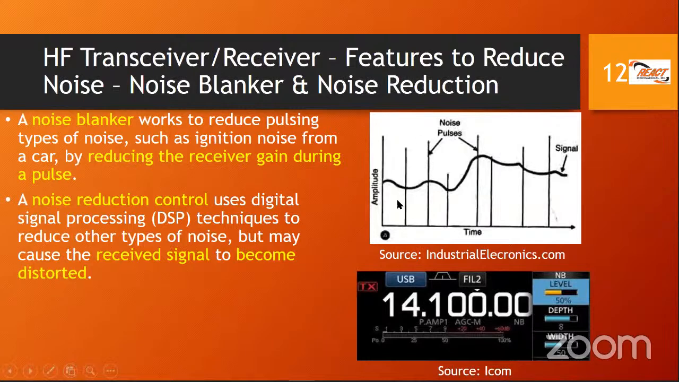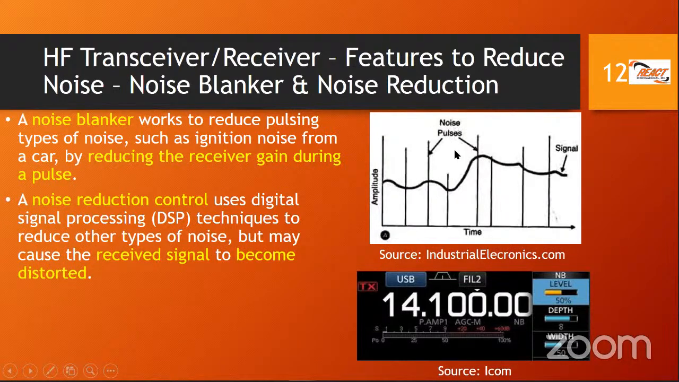So if these noises are pulsing like that, we have a feature, a button, a switch that you can turn on. It's called a noise blanker. And how the noise blanker works. So notice this is our signal that we are trying to receive, right? This is, let's say, our amateur radio operator friend that is talking with us. And we are trying to listen to that.